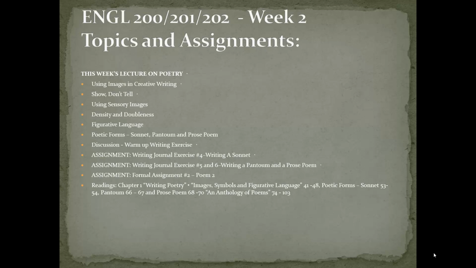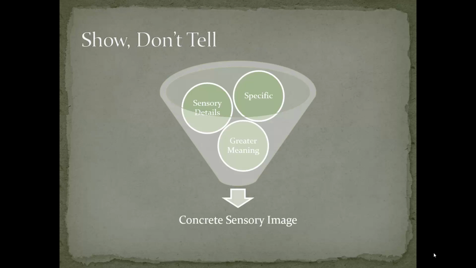Those of you in English 201, you will have an extra discussion forum that I will talk about at the end of this lecture. Readings this week: continue to read about writing poetry, images, symbols, and figurative language, pages 41 through 48, poetic forms, the sonnet, the pantoum, and the prose poem. And you're going to need to read through an anthology of poems in order to participate in the discussion forum.